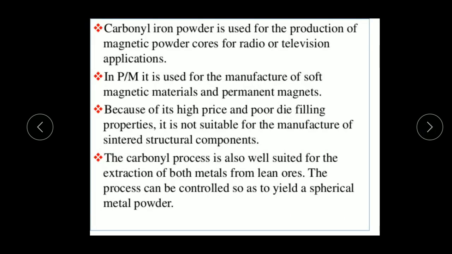The carbonyl iron powder is used for the production of magnetic powders or for radio or television applications. In PM, it is used for the manufacturing of soft magnetic materials and permanent magnets. Because of its high price and poor die-filling properties, it is not suitable for the manufacturing of sintered structural components. The carbonyl process is also well suited for the extraction of both metals from lean ores. The process can be controlled so as to yield a spherical metal powder.